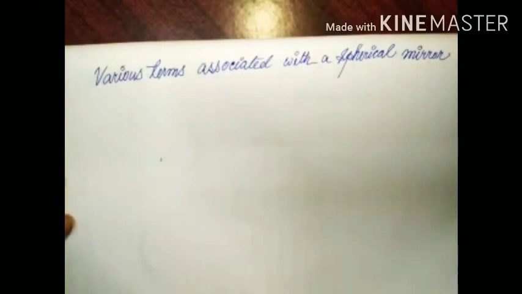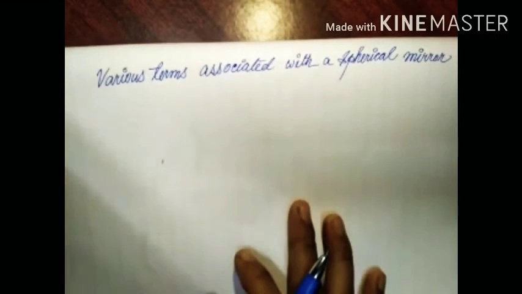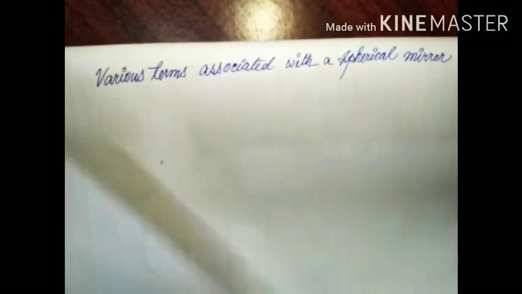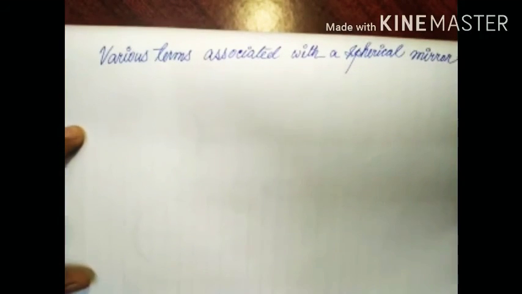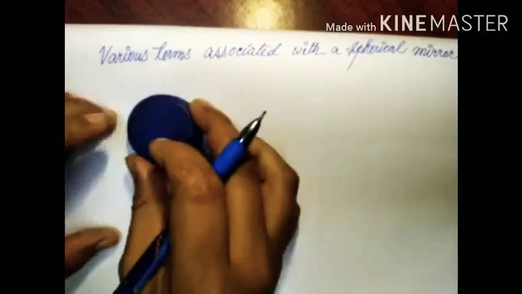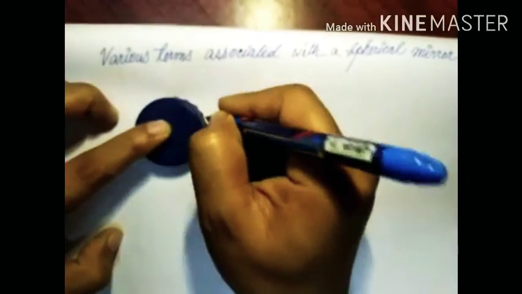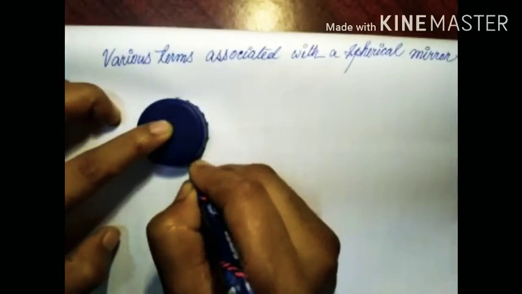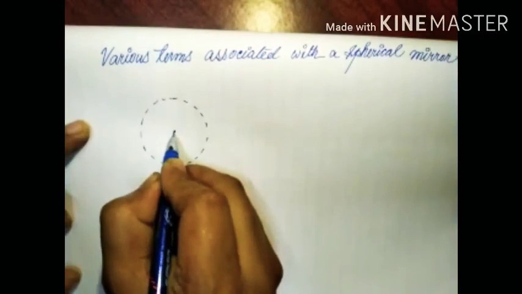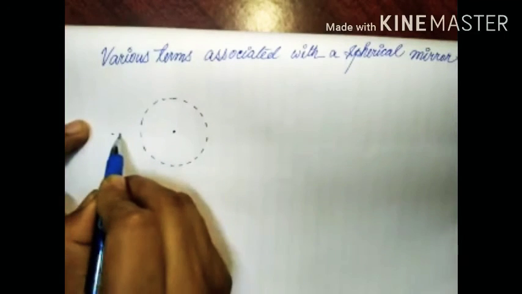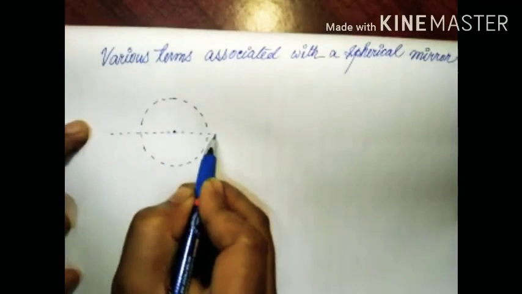So today in this video we are going to understand the various terms associated with a spherical mirror. First let me draw a sphere. As you know, a spherical mirror is a part of a sphere. So this is the sphere, this is the center of the sphere. Let me draw one axis. We need another sphere.